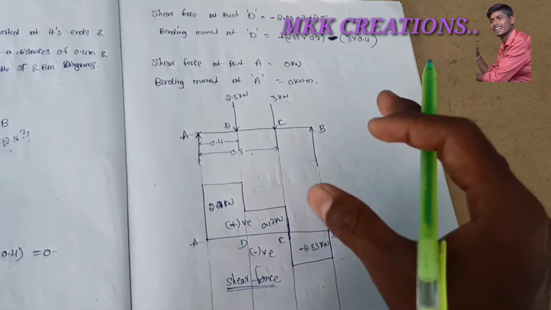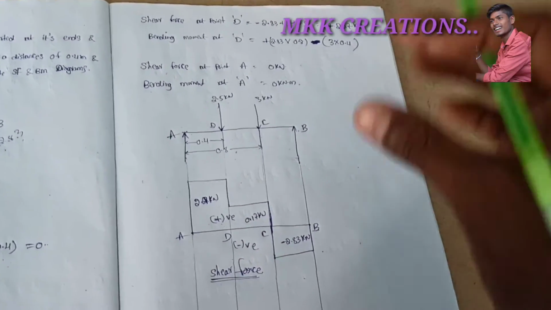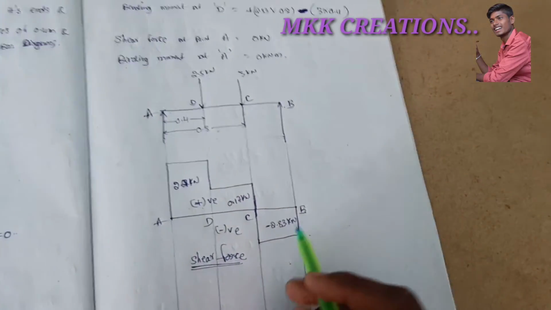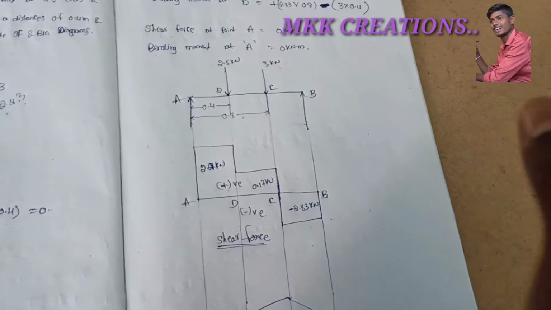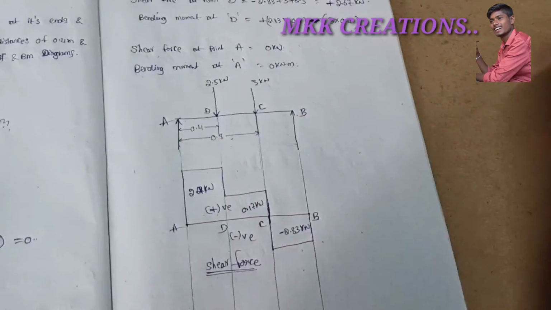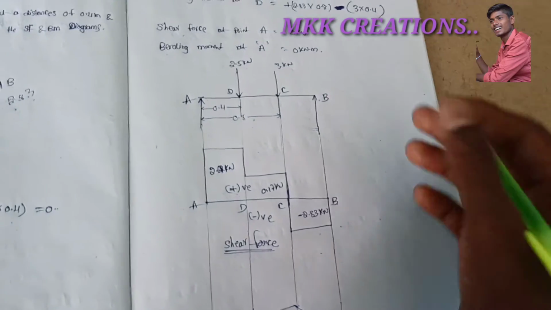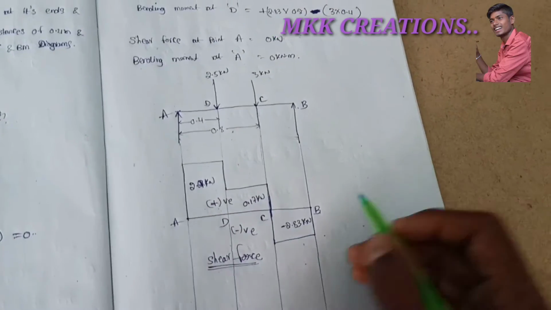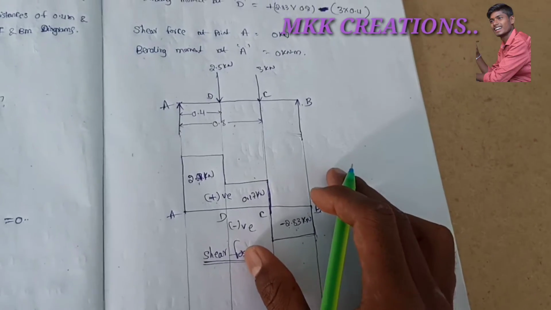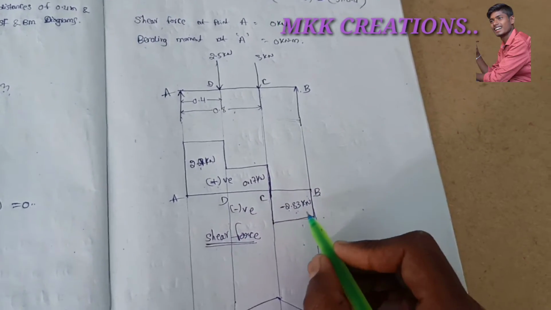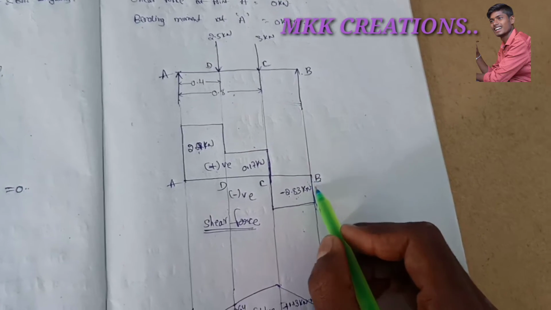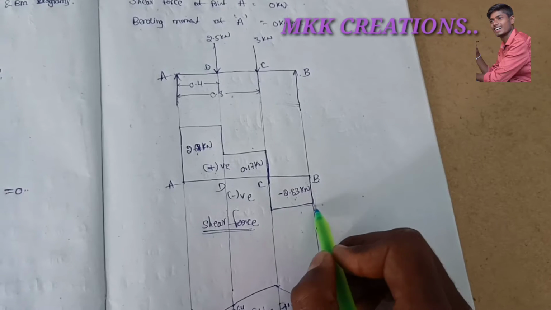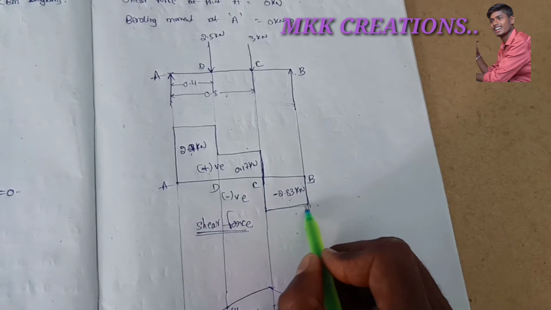Now, how to draw the required values in the diagram. See here, we get a negative sign also. In a cantilever beam we are not getting any negative values, but here we are getting negative and positive values. For that, how do we draw the shear force and bending moment diagram? We got a value of minus 2.83 here, so it comes downward, and in between CB there is no load, so it becomes a constant line.